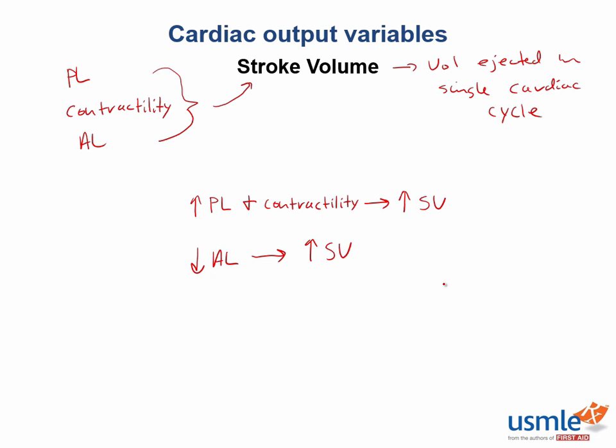Now, we'll discuss each of these individually later on, so let's cover what we need to know for stroke volume. Now, contractility increases with anxiety as well as exercise, and it's due to an increase in the sympathetic tone.